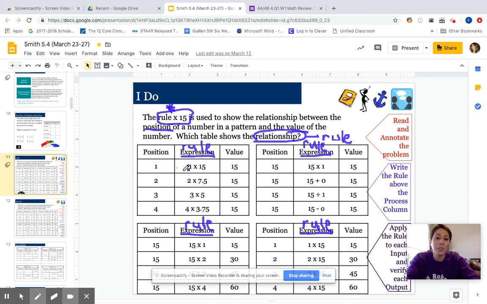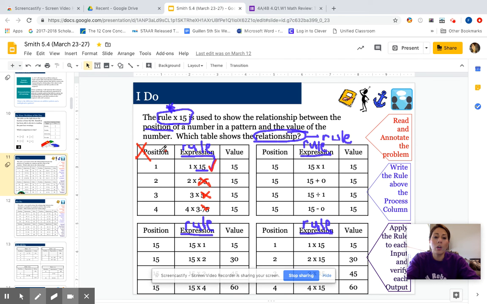Okay, so here, my position is 1, 2, 3, 4. So that part's correct. But then here, the rule is times 15. That's correct. But then here, it's times 7.5. Is my rule times 7.5? No, I know that that is wrong. So I'm going to mark here that is wrong, right? That is not my rule. That is not my rule. That is not my rule. So if one part's wrong, the entire thing is wrong. Even though this is correct, the entire option is wrong. So I know that can't be my answer.